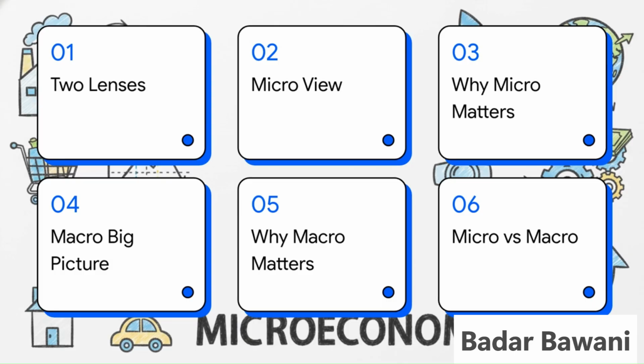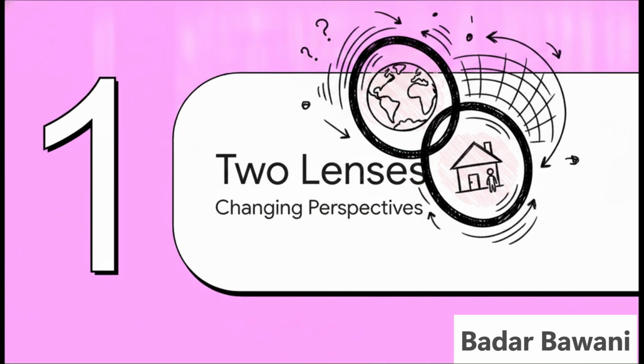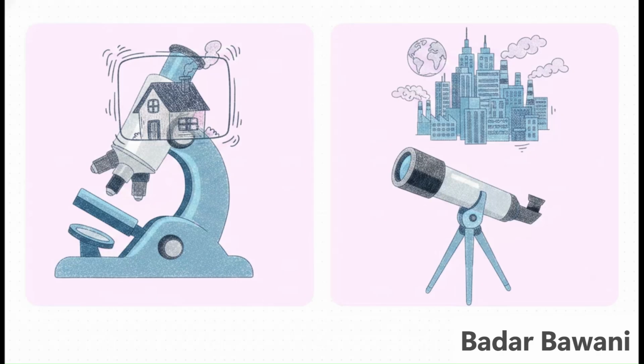Let's get going. Section 1, Two Lenses of Economics, Changing Your Perspective. To really grasp how the economy works, economists look at the world using two very different scientific tools. It's a lot like having a microscope and a telescope. First, we use the microscope to zoom all the way in on the tiny individual components that make up our daily lives. Then, we pack that away, grab a telescope, and pull all the way back to view the vast, entire economic universe. You absolutely need both, but they do completely different jobs.